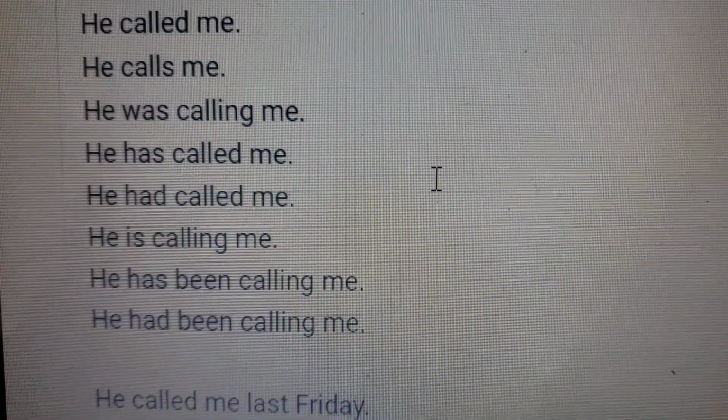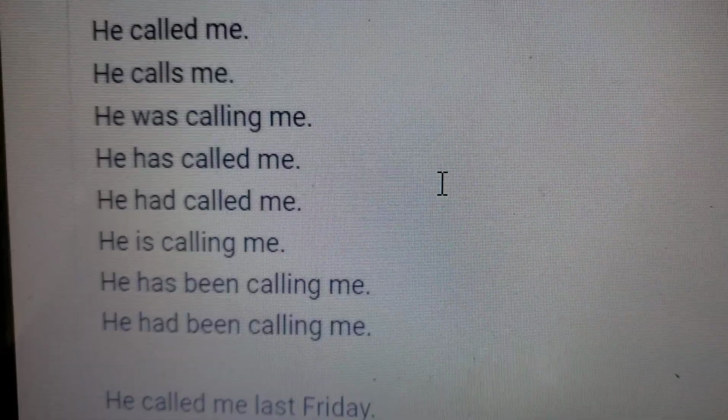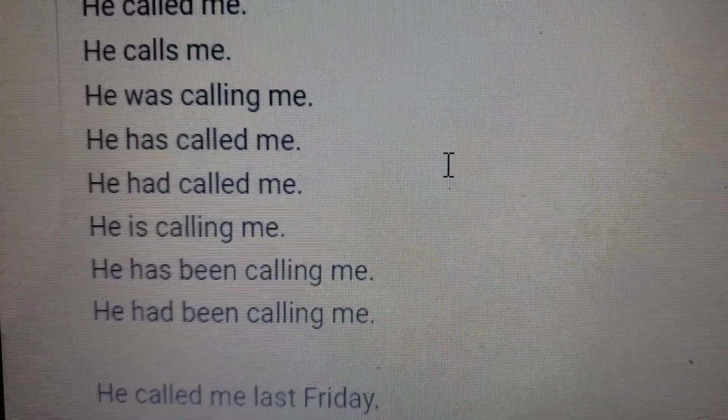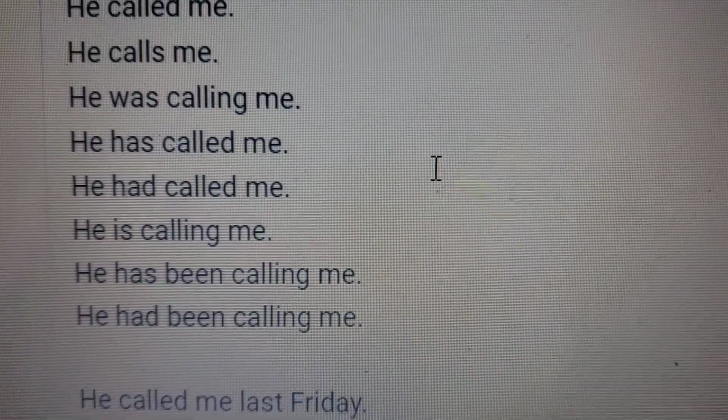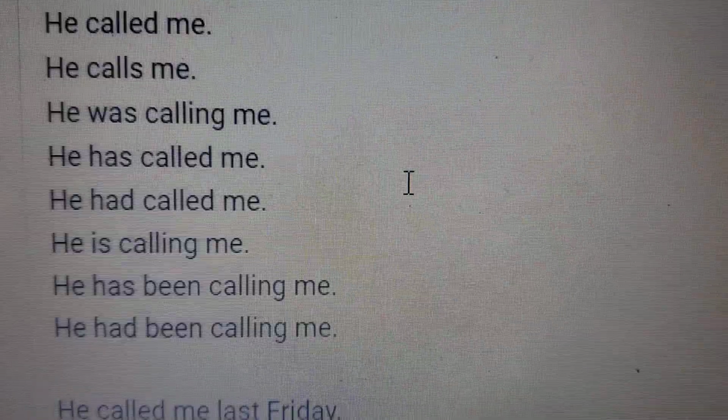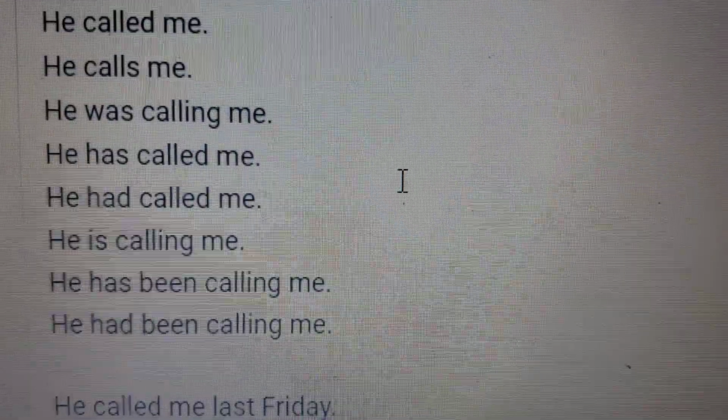So you can see here we have in this example, call. He called me. He calls me. He was calling me. He has called me. He had called me. He is calling me. He has been calling me. He had been calling me.